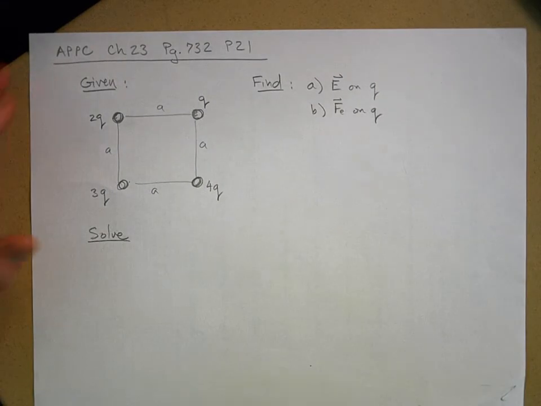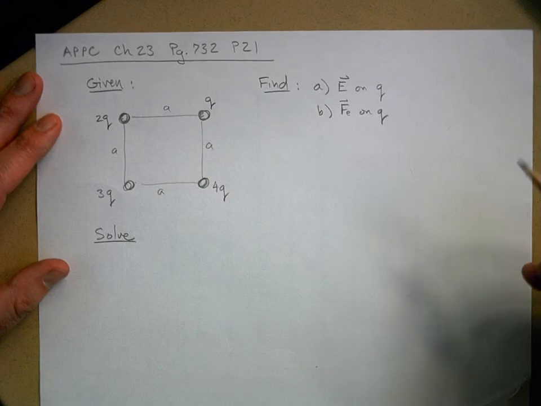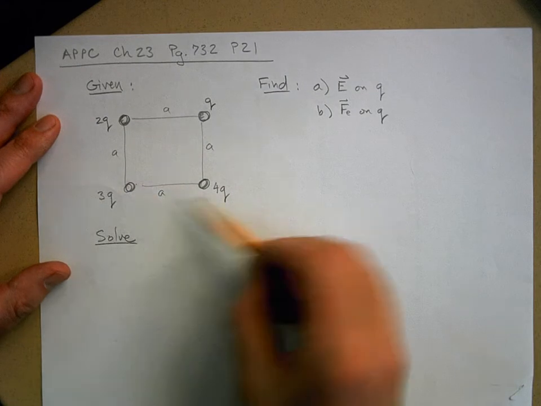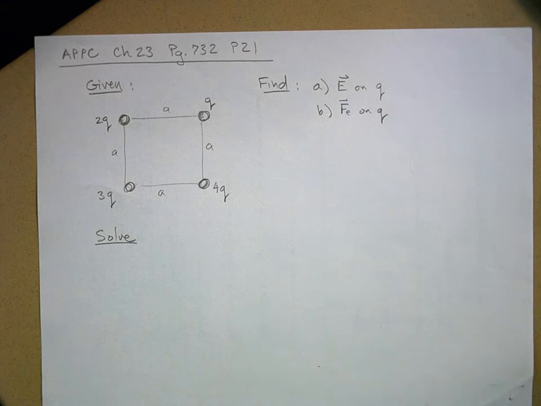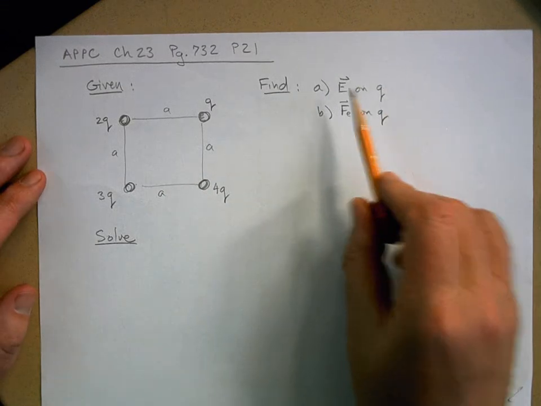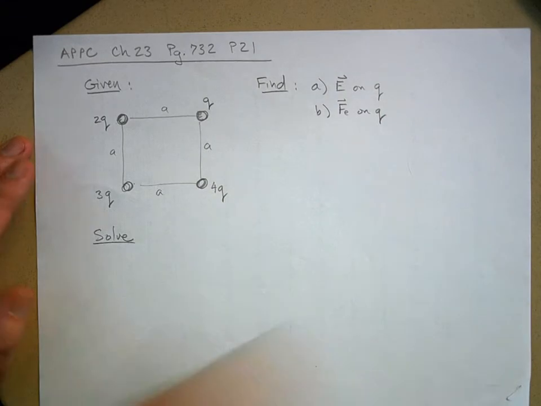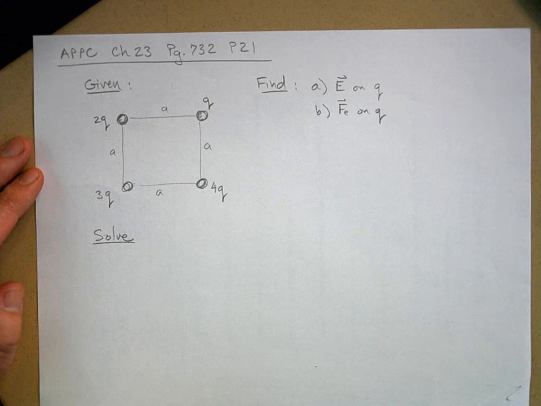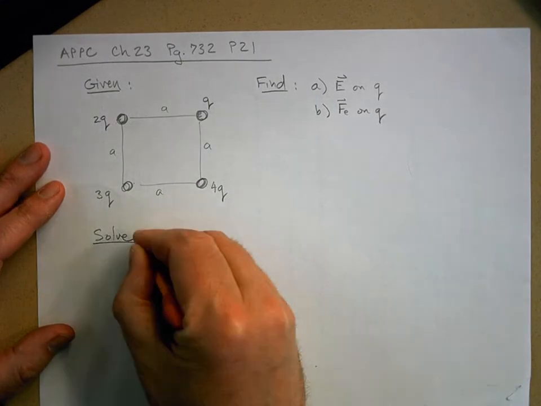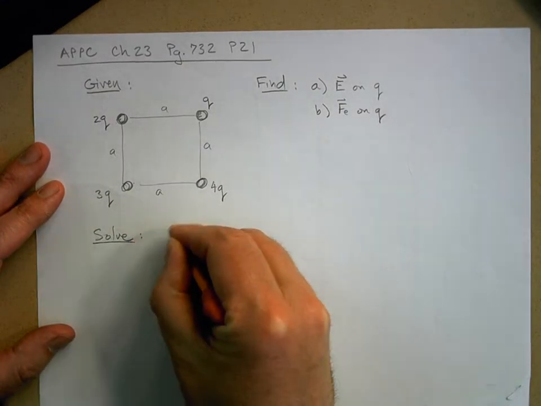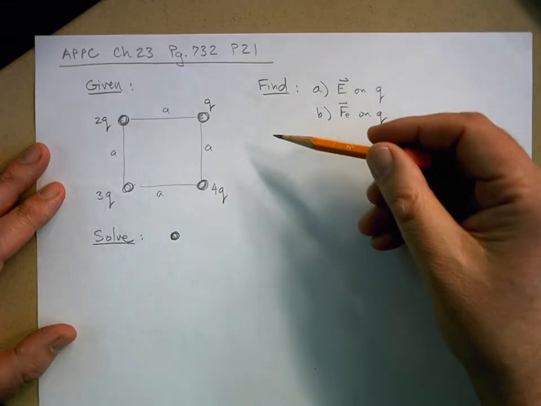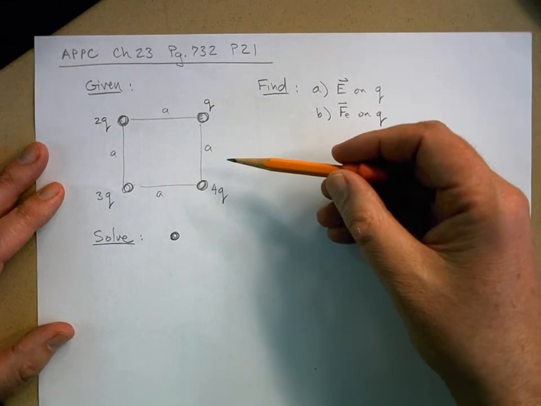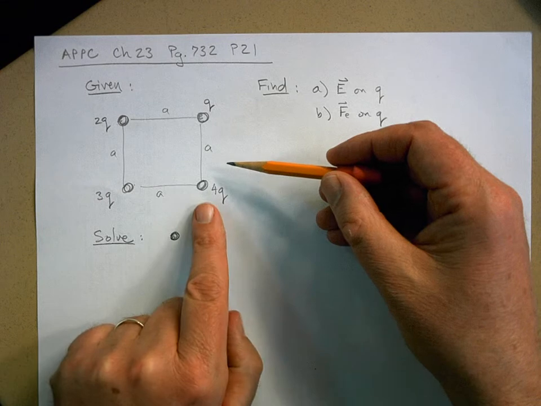So here's the given, find, and solve of it all. We've got these 4 point charges. They're all equidistant apart. And we want to know what is the electric field on Q, and then what is the electric force on Q. And one of the things we can do right away is, let's just draw Q and try to visualize what's going on here. And we'll start with the 4Q.